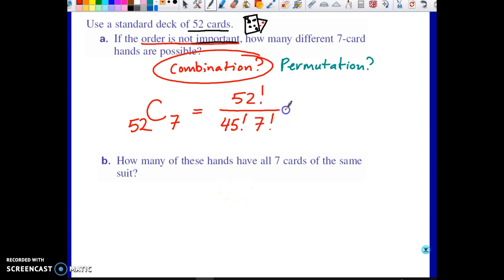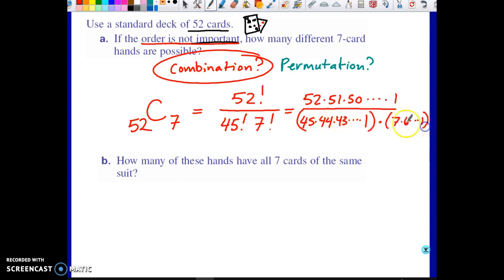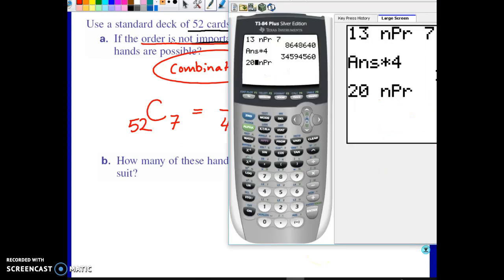Now again, this would be kind of brutal to do by hand. 52 times 51 times 50 all the way down to 1. And down here I have 45 times 44 times 43 all the way down to 1, multiplied by 7 times 6 all the way down to 1. That's a lot of stuff to type in. But luckily your calculator will do this for you.